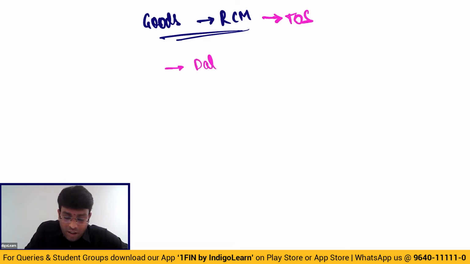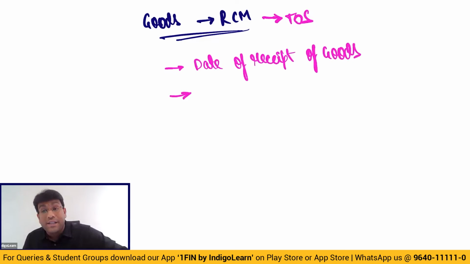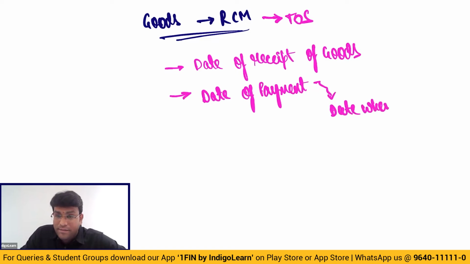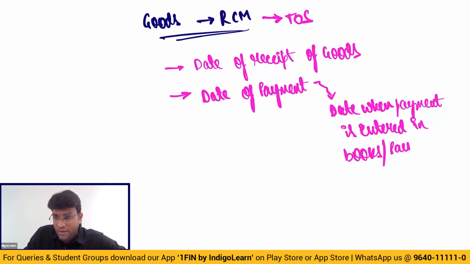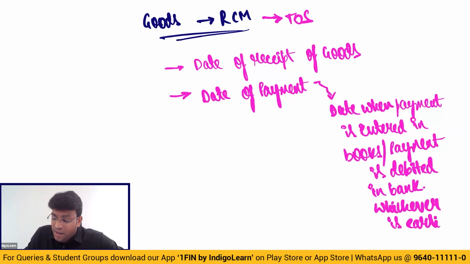First point, the date of receipt of goods. The date when you have received the goods. Number two is the date of payment. Date of payment is nothing but the date when payment is entered in the books, or payment is debited in the bank. Obviously debited but not credited, because we are talking from the receiver's point of view. The date when payment is entered in the books, or the date when payment is debited in the bank, whichever is earlier.